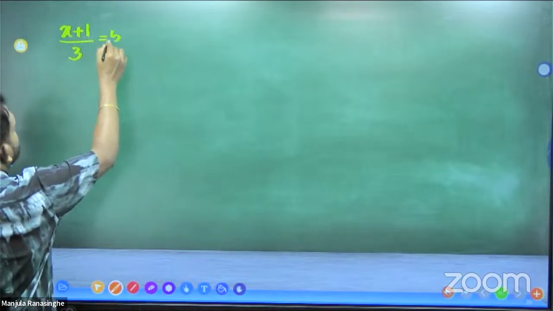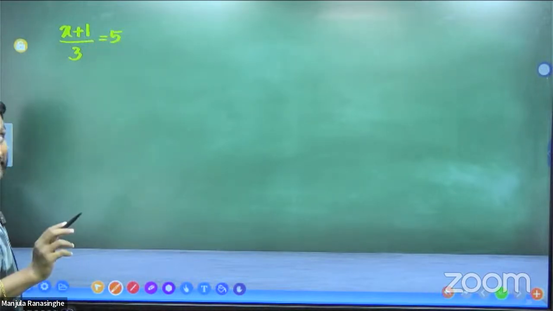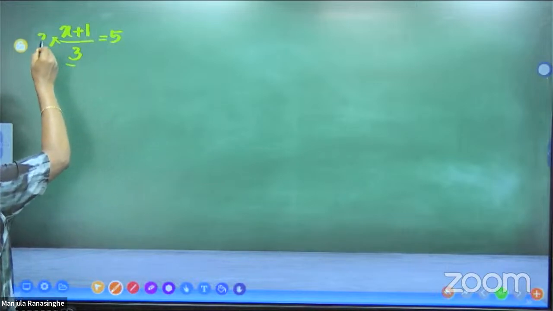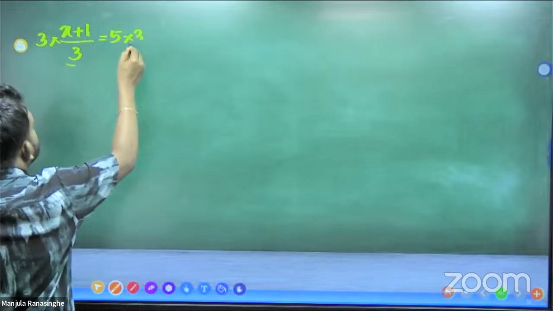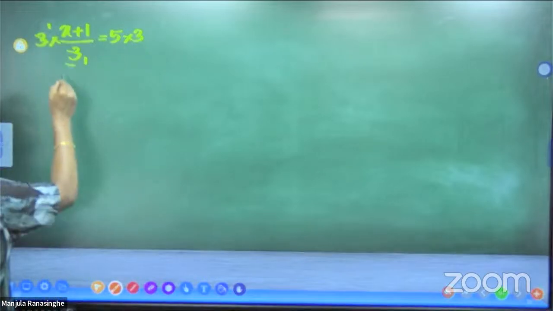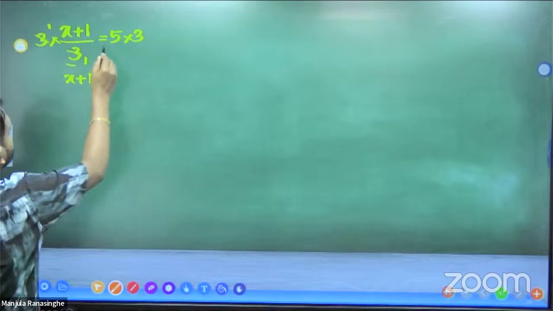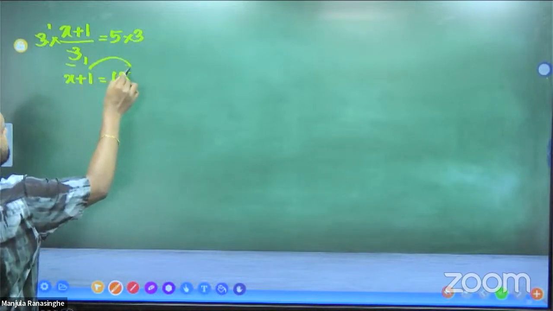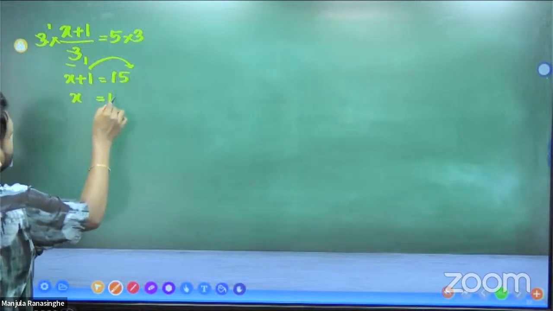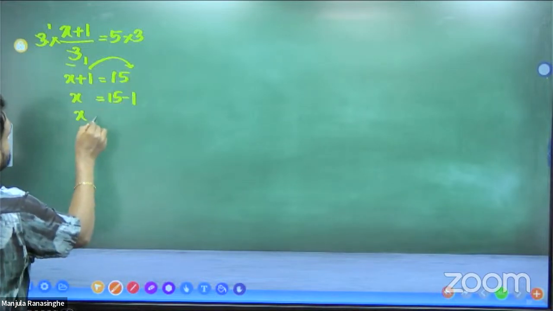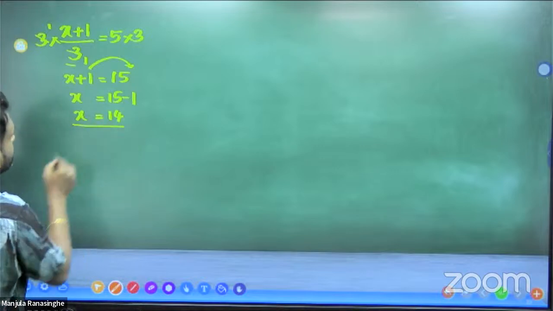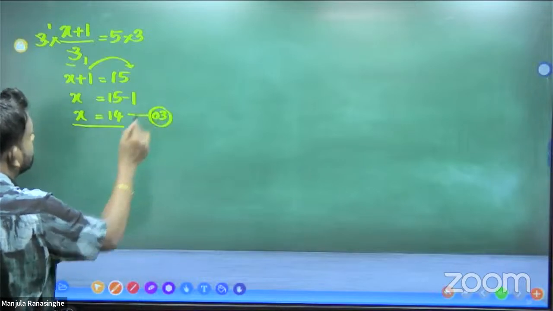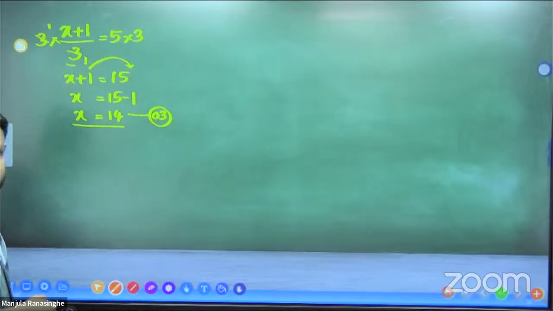Now check how to get the answer. First eliminate this division by 3. How to eliminate the division by 3? Just multiply by 3 on both sides. Okay, then here 3 and 3 cancelled. Then x plus 1 equal to 5 into 3, 15. Okay, then plus 1 goes to the other side as minus 1. So 15 minus 1, so x equal to 14. So x equal to 14. Okay, so for that part you have 3 marks for solving the linear equation, the simple equation.